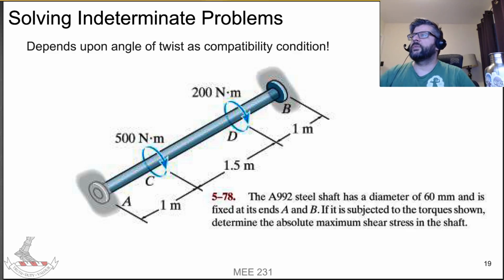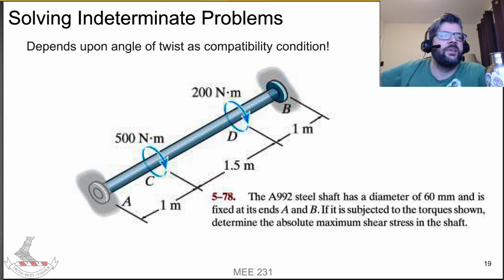Okay, so we're often worried about what's going on with indeterminate problems too. Like we saw with our axial stuff, we're going to need some sort of compatibility condition, and the compatibility condition that's going to be used is having the right angle of twist in order to make everything line up nicely.